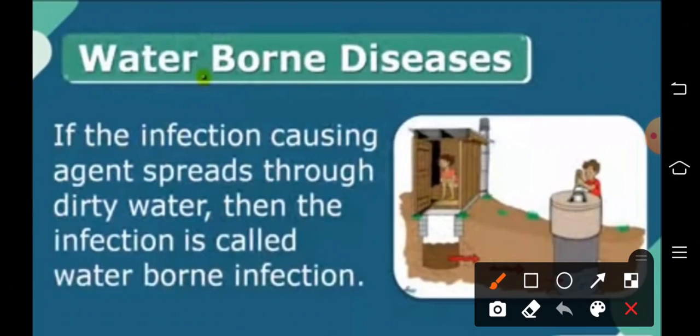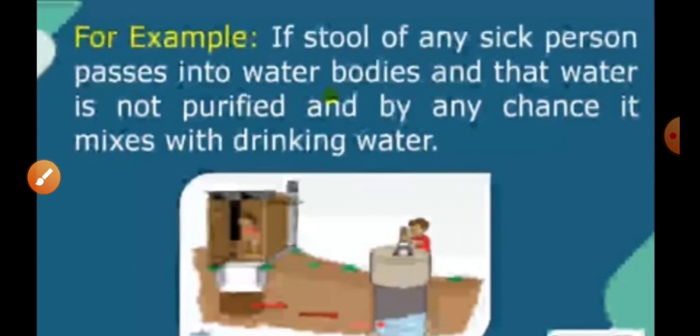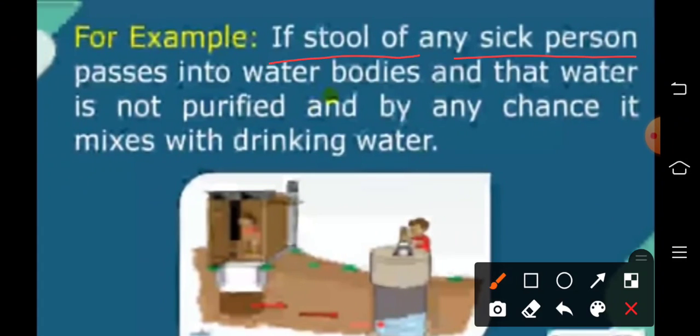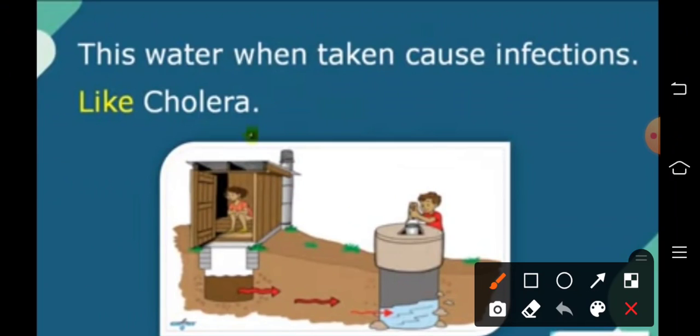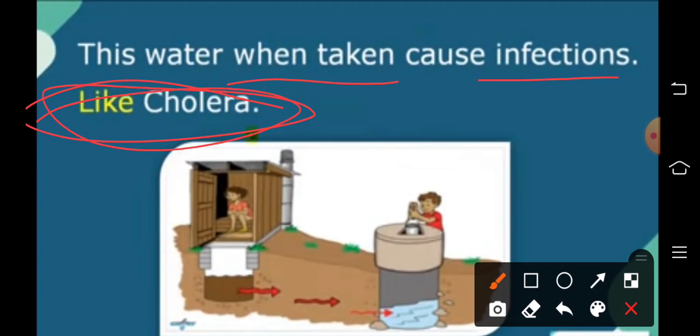Waterborne diseases: when dirty water is responsible for spreading of diseases, we call them waterborne diseases. For example, if the stool of any sick person passes into water bodies and that water is not purified and by any chance mixes with the drinking water, this is a waterborne disease. If that water is taken by any healthy person, they can suffer from the disease. This water, when taken, causes infections like cholera. Cholera is a waterborne disease.